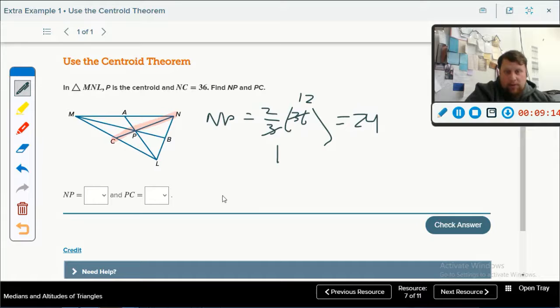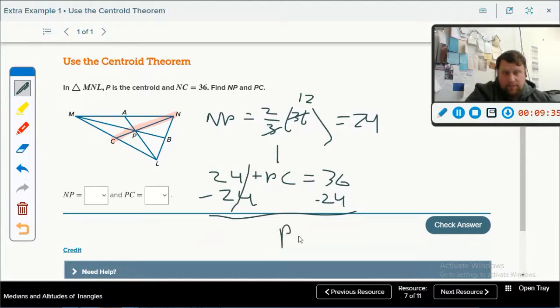If NP equals 24, then I know that 24 plus the length of PC should equal 36 because segments make up a whole, right? Subtract 24 from both sides, and we know that PC equals 12. So what do we have here? We have NP is 24, and PC equals 12. Boom. Love that centroid theorem. Go ahead and mark this down. Pause if you need to.